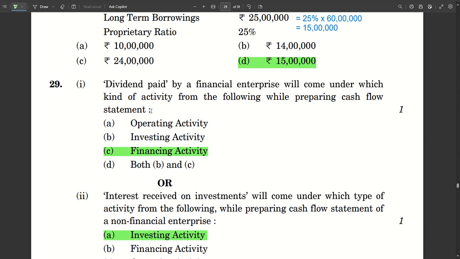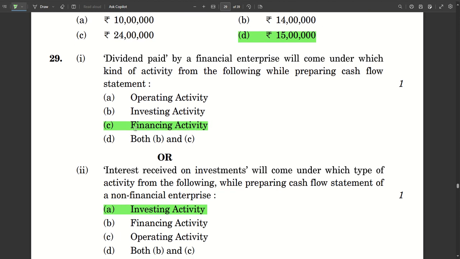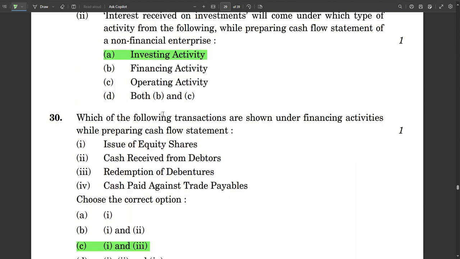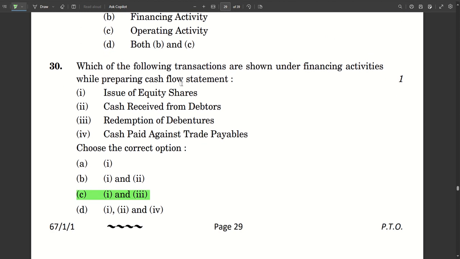All right. Next one. Dividend paid. Now, this is a financing activity, we all know. Straightforward. Dividend paid is a financing activity. Interest received on investment is nothing but investing activity because this is something that you're earning from your investments. Again, if you're practicing enough, then you should be able to pick them up quickly without wasting much time.